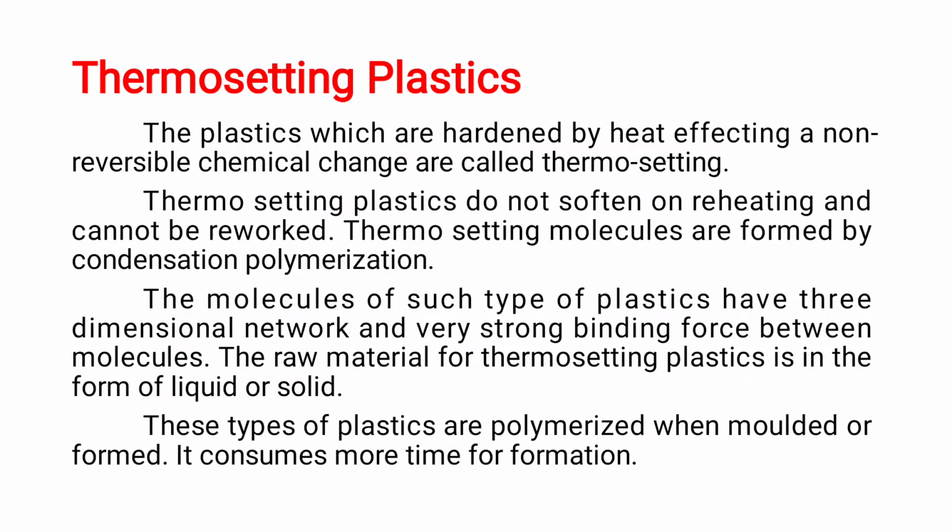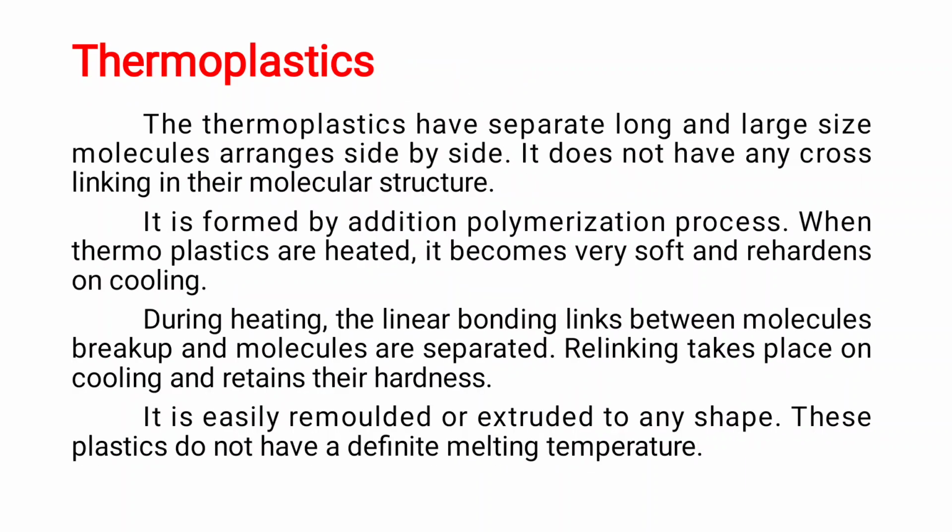These types of plastic are polymerized when the molecules are formed. It consumes more time for formation. Thermoplastic: thermoplastics have separate long and large-size molecules arranged side by side. They do not have any cross-links in their molecular structure. This is formed by the addition polymerization process.